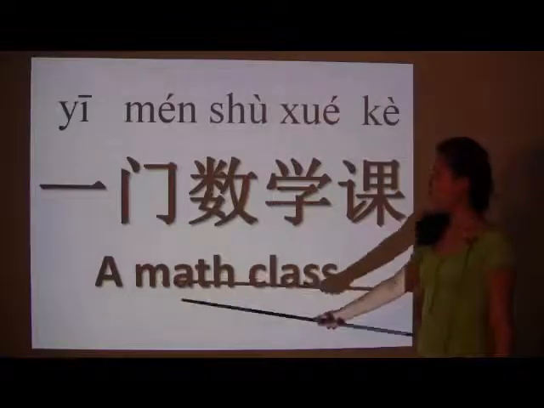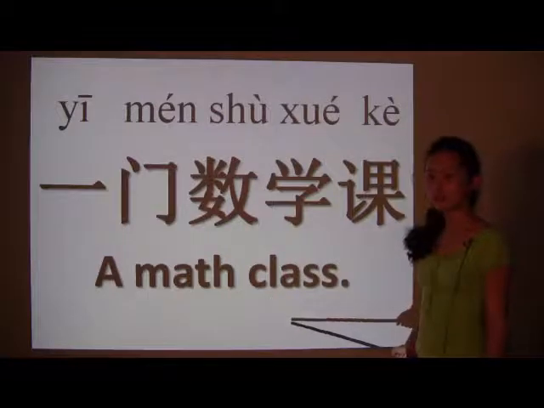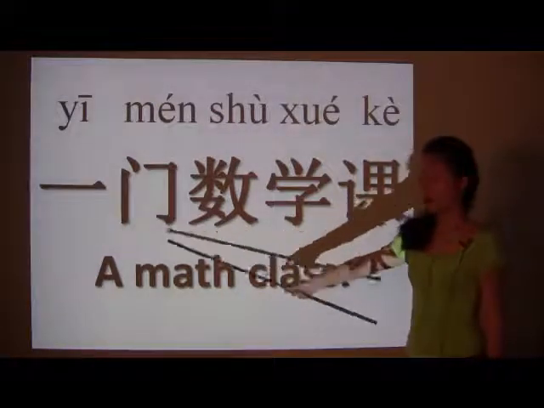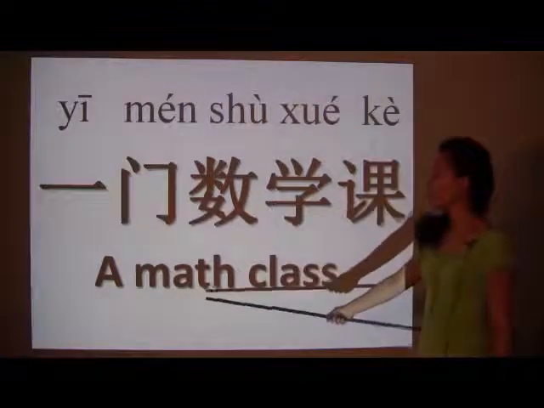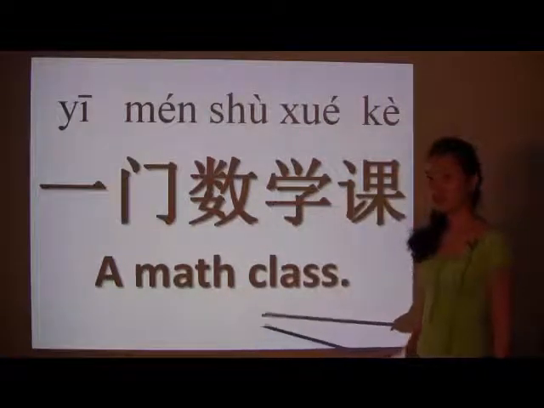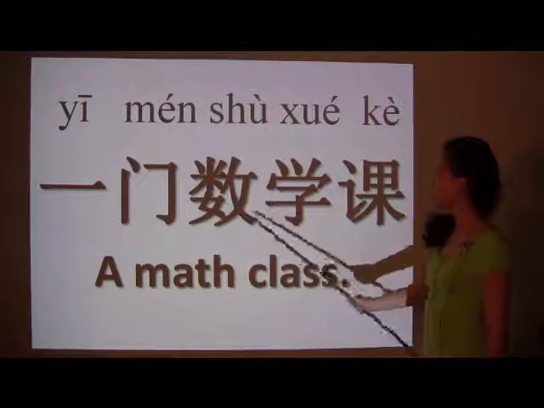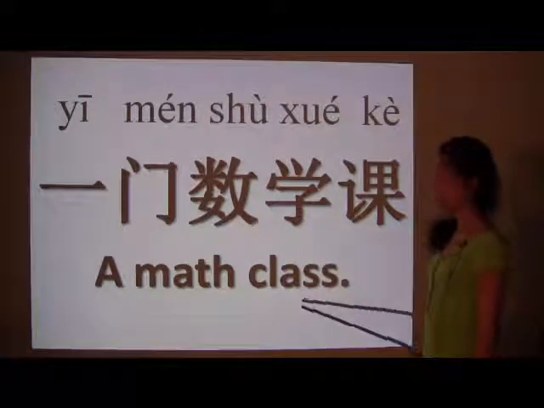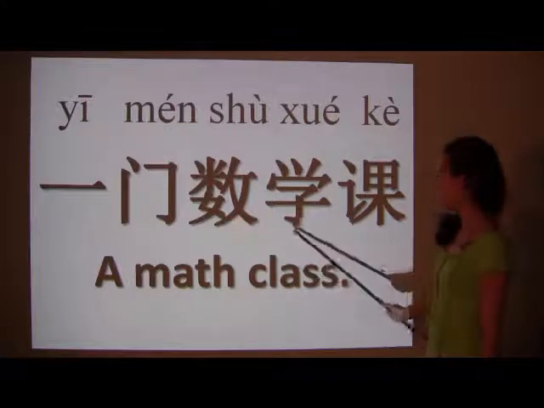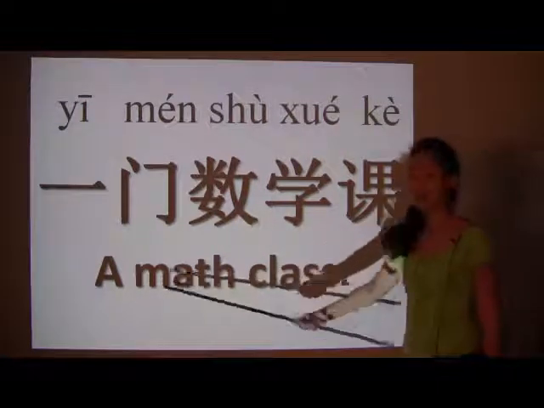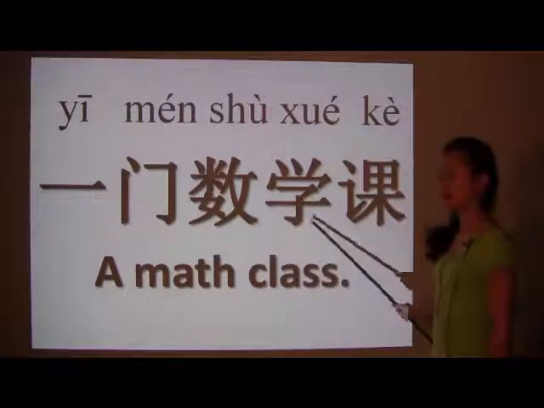So, a math class. Well, class. The article we just talked about, 门. How many? 1. 一门. And then math class. Not just any class, a math class. And math is 数学, class 课, math class 数学课, a math class 一门数学课.